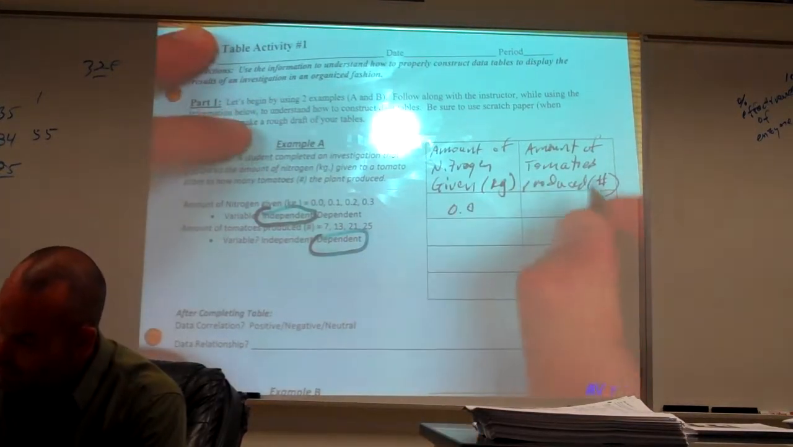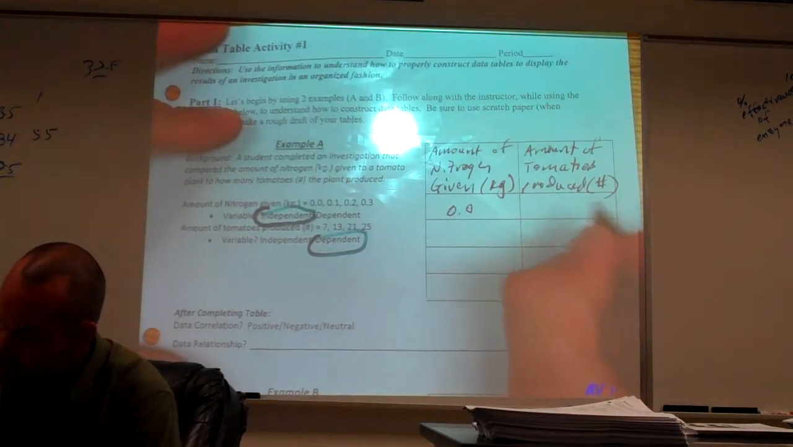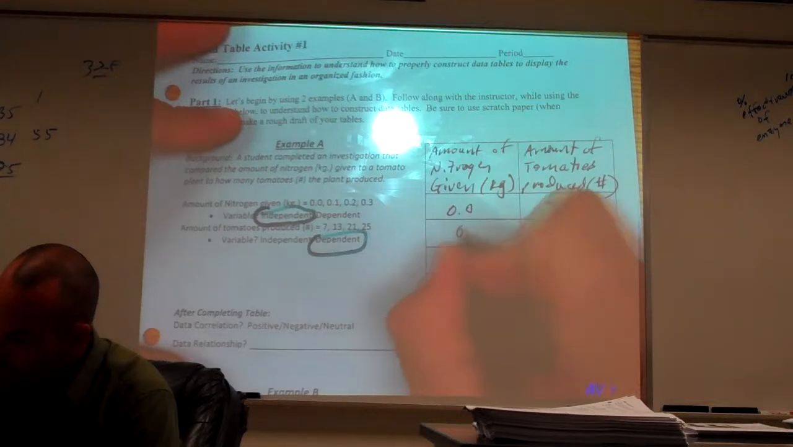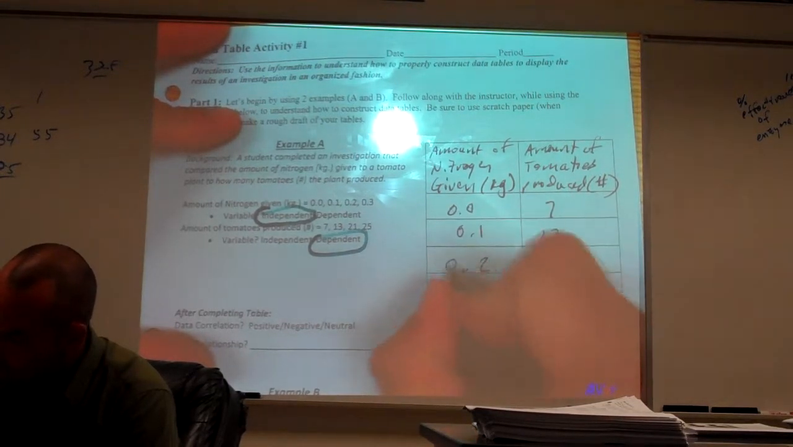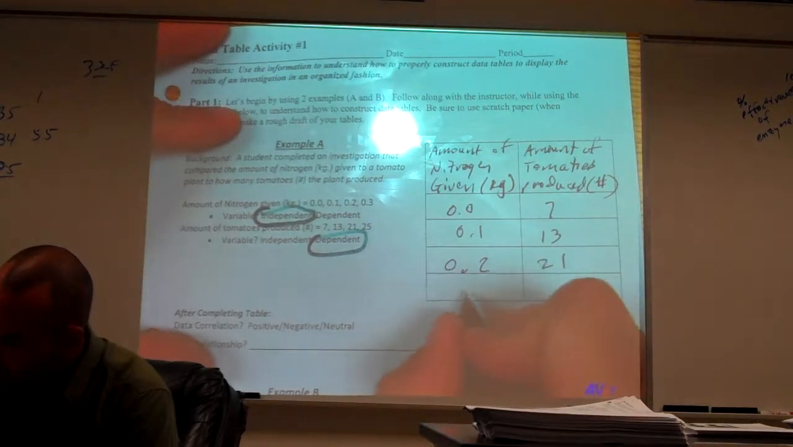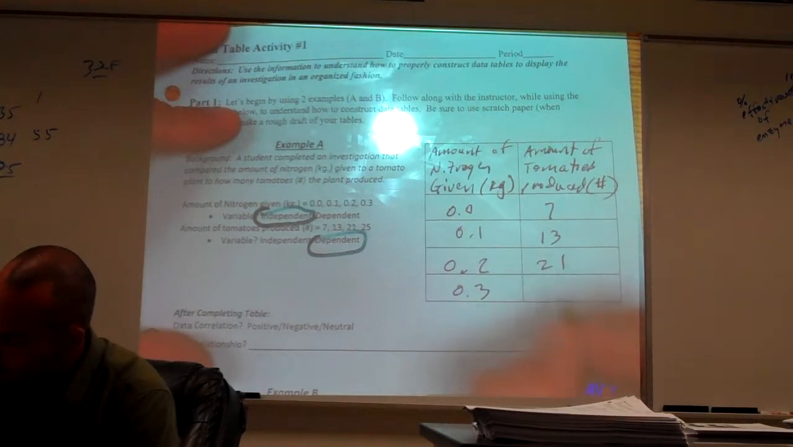0.0 created how many tomatoes? 7. 0.1 created 13. 0.2 created 21. And then 0.3, trying to center it, created 25.